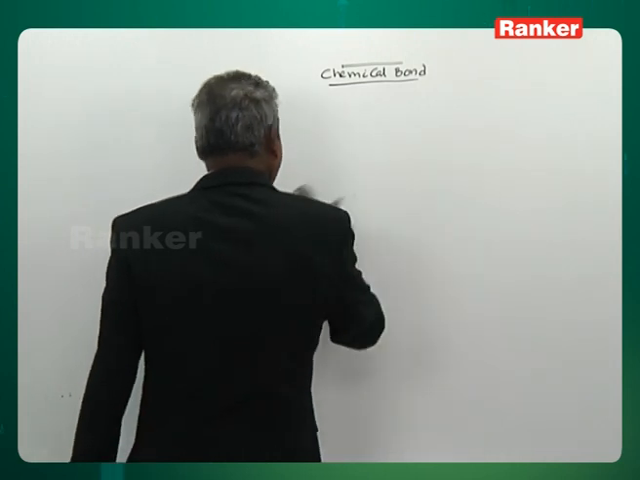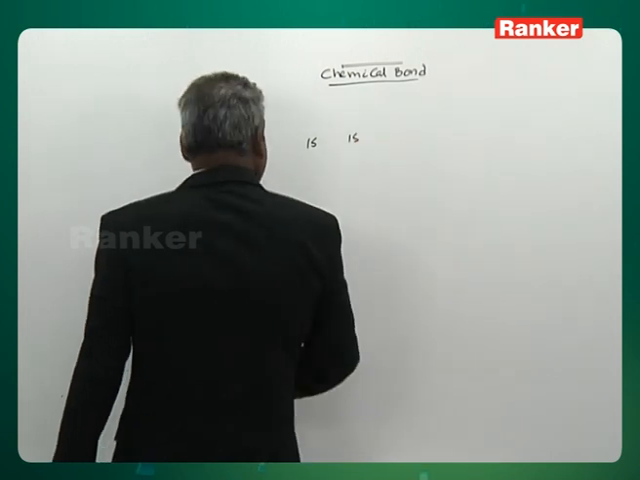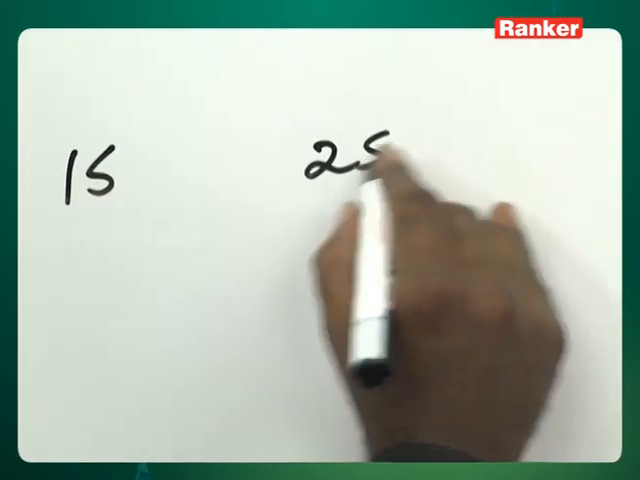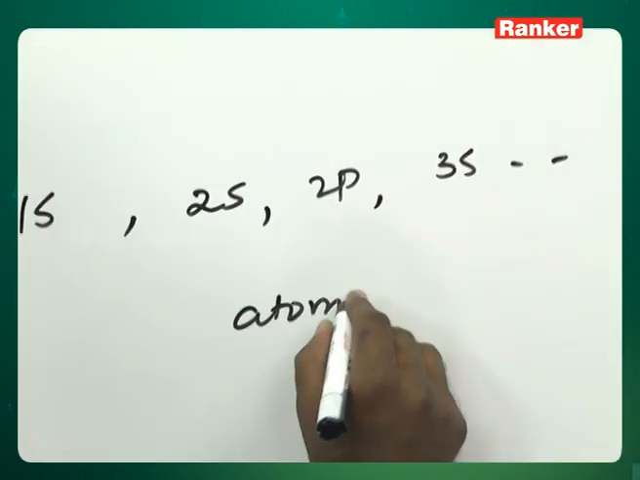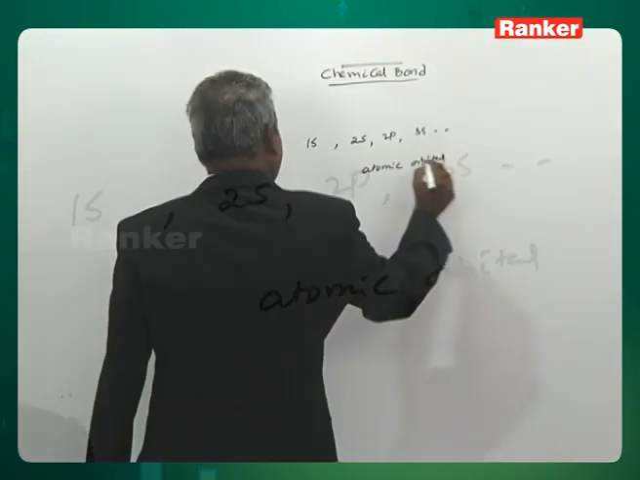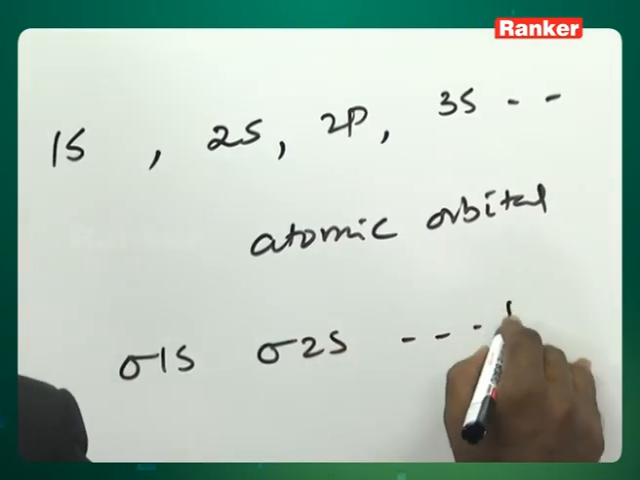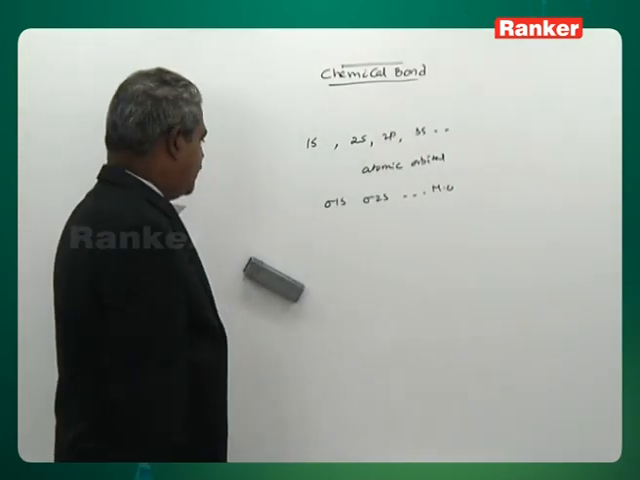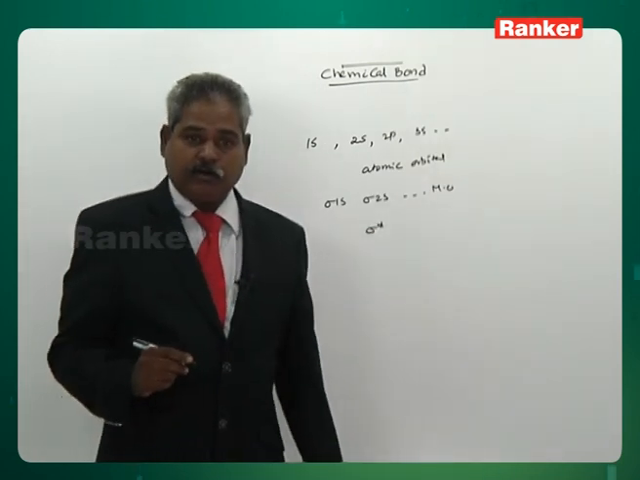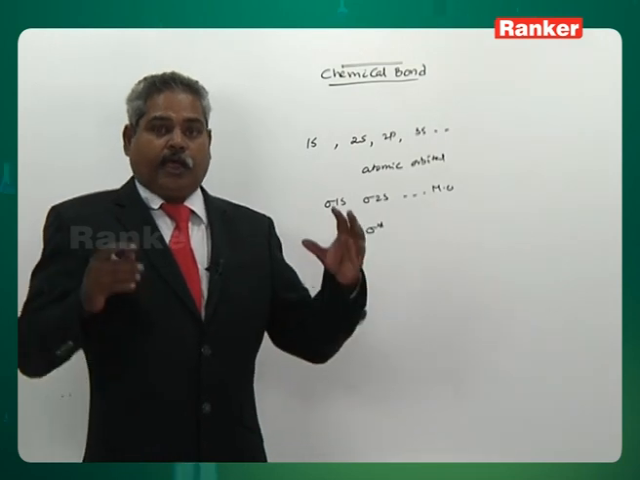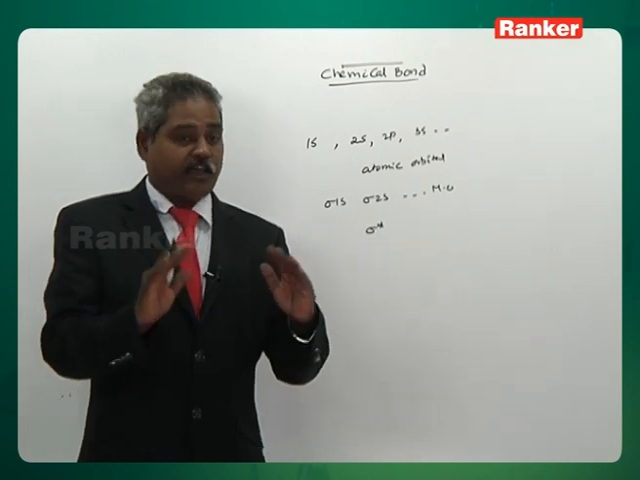So 1s, 2s, 2p, 3s and so on are called atomic orbitals, and we have sigma 1s, sigma 2s, which are called molecular orbitals. And sigma star is called an anti-bonding molecular orbital. What is an anti-bonding molecular orbital? A bonding molecular orbital is present between two nuclei. An anti-bonding molecular orbital is away from the nucleus.